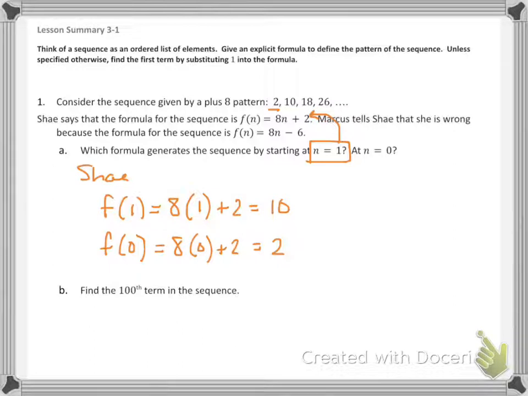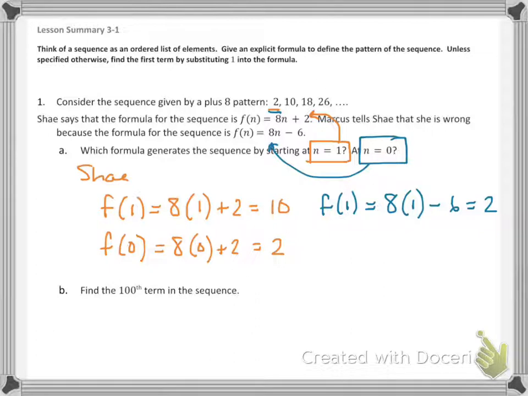So let's check Marcus. Marcus for n equals 1 would be f of 1 is equal to 8 times 1 and then minus 6. Well, 8 times 1 is 8, and 8 minus 6 is 2, and that does start the sequence. So Marcus's formula is good if our first term is n equals 1.